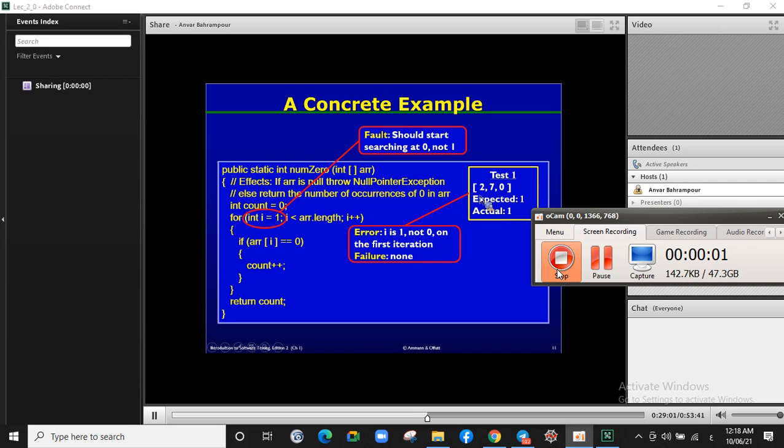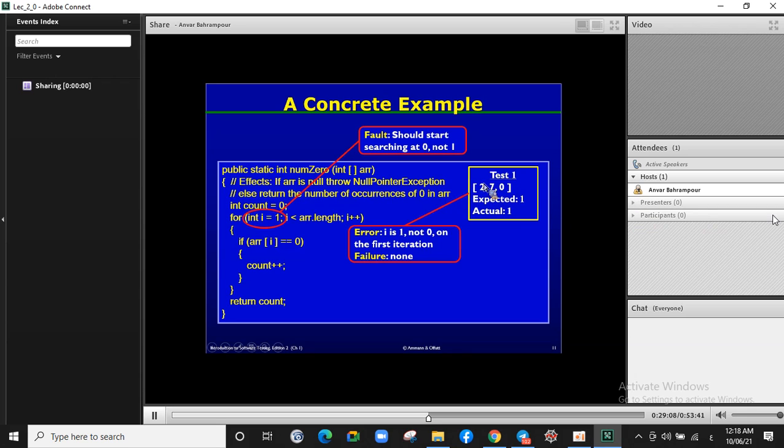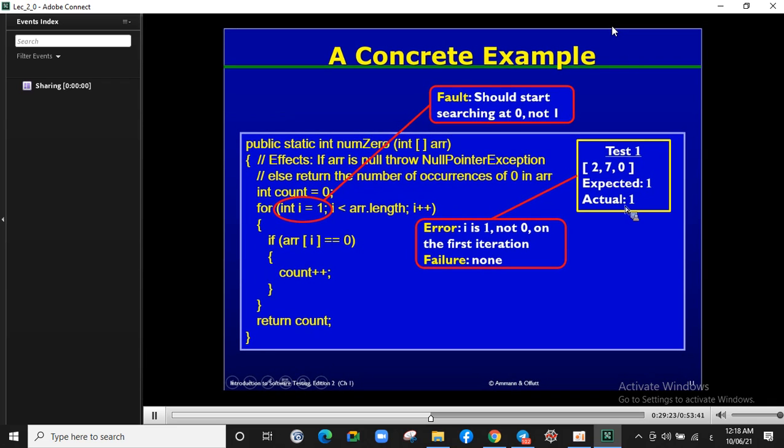One part of our test cases is input data. The input part of this test case is the array with 3 elements. Another part of the test case is the expected result. The expected result is 1. And the actual result we have seen is actually 1.